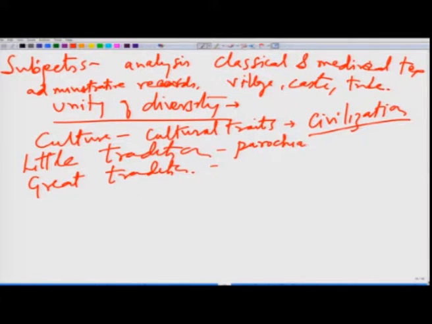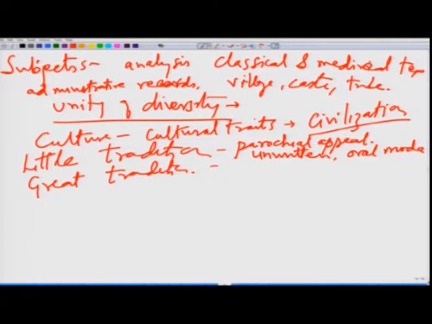The little traditions are basically those aspects of culture which have a parochial appeal, and these little traditions are unwritten, undocumented. They are basically passed from one generation to another through the oral mode, and their acceptance, as I said, is parochial. So, in terms of spread, they have a limited space in which they exist.